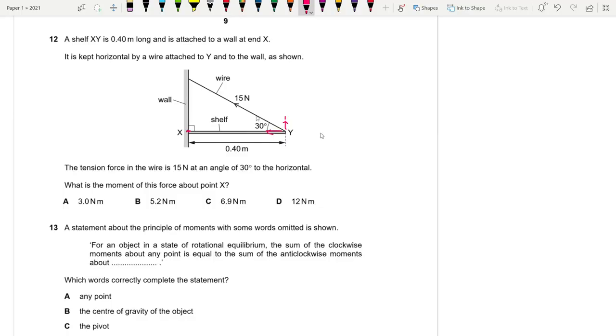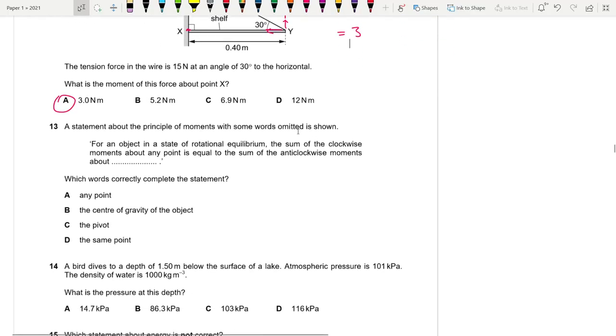So we're going to take the vertical component, which is 15 sine 30 into 0.40, right? Let's do this. 15 sine 30 into 0.4 gives us a value of 3 newton meters. So 12 should be A. Clear?